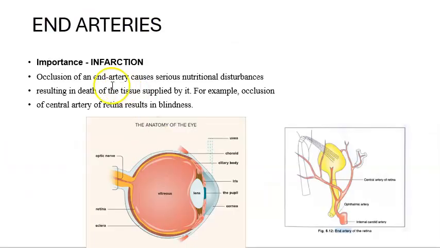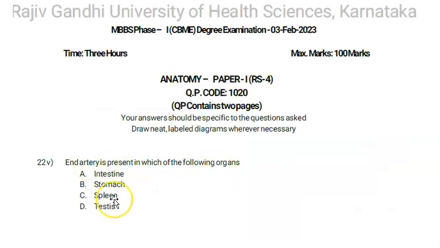Fine. So why is this important? If there is any occlusion of the end artery, there will be serious nutritional disturbances causing the death of the tissue supplied by it. That is what death of tissue is, infarction. So if there is occlusion of the central artery of the retina, then it will result in what? Blindness. Yes. Okay. So the central artery of the retina comes from the ophthalmic artery, a branch of the internal carotid artery, that is supplying your retina. So you got this. End artery is present in the spleen. The best option they should have given you is actually the retina.